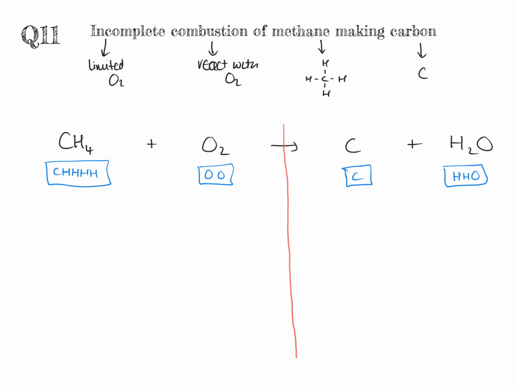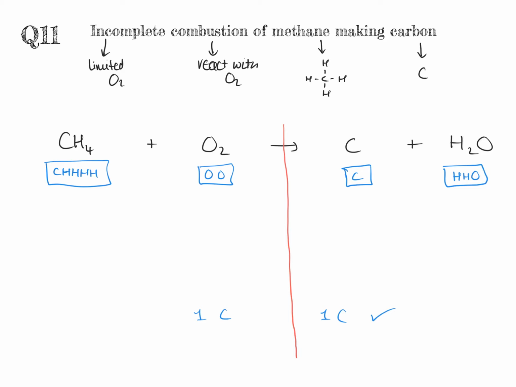Now we can go through each element in turn and identify how many we've got going into the reaction, how many we've got coming out of the reaction, and balance any that aren't already balanced. So let's start with carbon. Our carbon atoms on the left, we've just got the 1, and on the right, we've got 1 here. So carbon atoms are already balanced for now. We might change that when we're editing other things, but for now they are balanced.